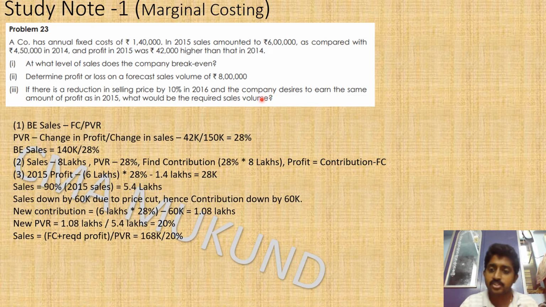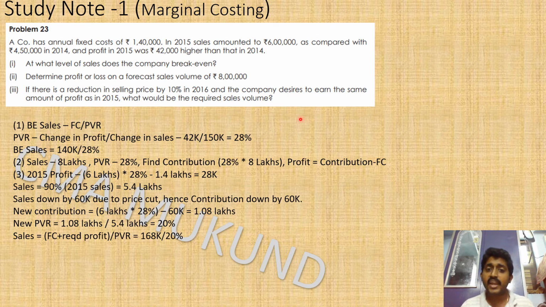Next, it also says the selling price goes down by 10% in 2016, 10% from the 2015 level. In 2015 the selling price is not given, but sales is given, which is 6 lakh rupees. So 6 lakh rupees is the 100%. 10% has gone down, so it is 90% of 6 lakhs. So in 2016 the sales is going to be 5.4 lakhs.